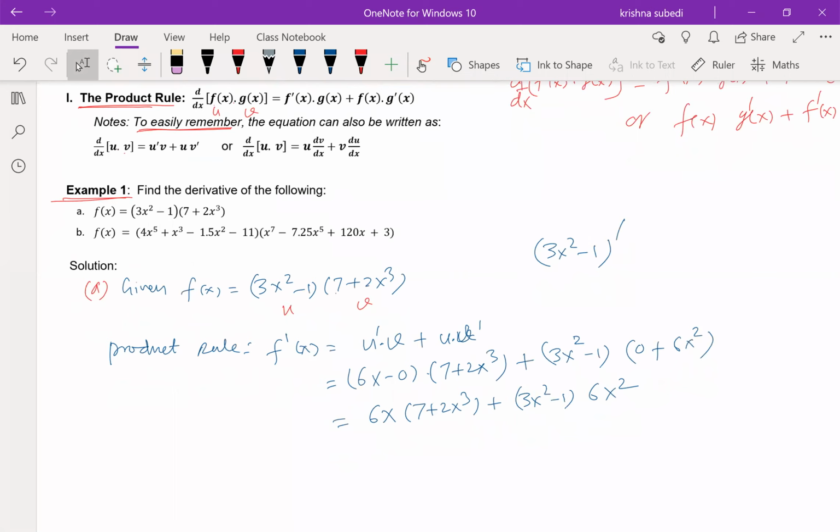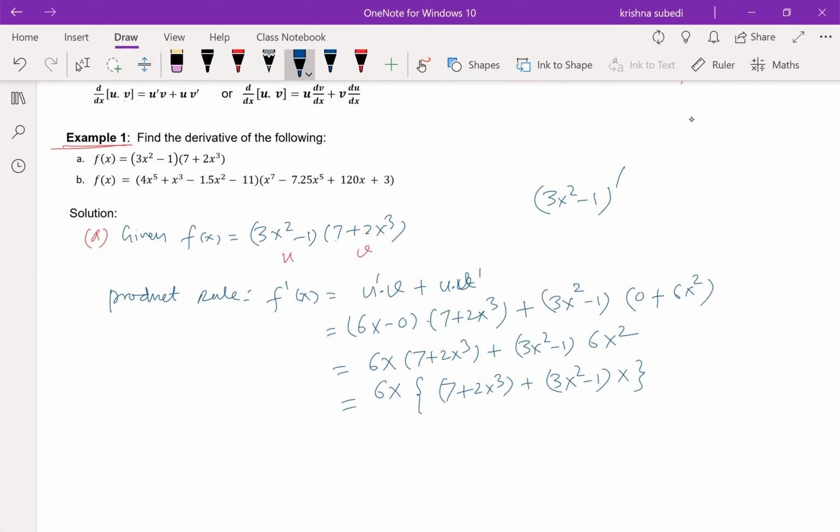You can leave it there, but since this is a pretty easy expression, maybe you can simplify further. So let us simplify it. By the way, I can see that I can take 6x common in both. I'll get 6x common, so the remaining is 7 plus 2x cubed here, plus 3x squared minus 1 times x there.